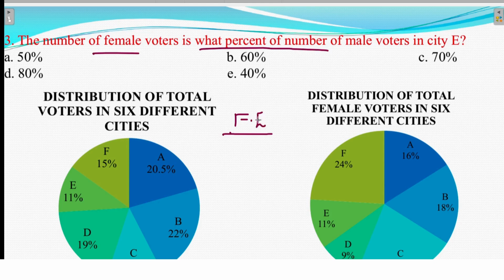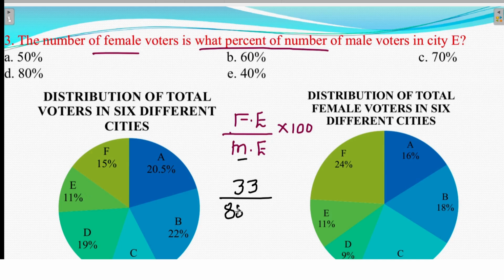Female voters in E will be the numerator, and male voters in E will be the denominator, because we are comparing with male voters. Always, whom we compare with, that will be the denominator. So in this question, female voters in E will be 11 into 3. I told you, whenever you take second diagram data, we multiply it by 3. Whenever you take first diagram data, we multiply it by 8. Male voters I want to find out. To find male voters, we take the total and then subtract females. So 11 into 8, 88.